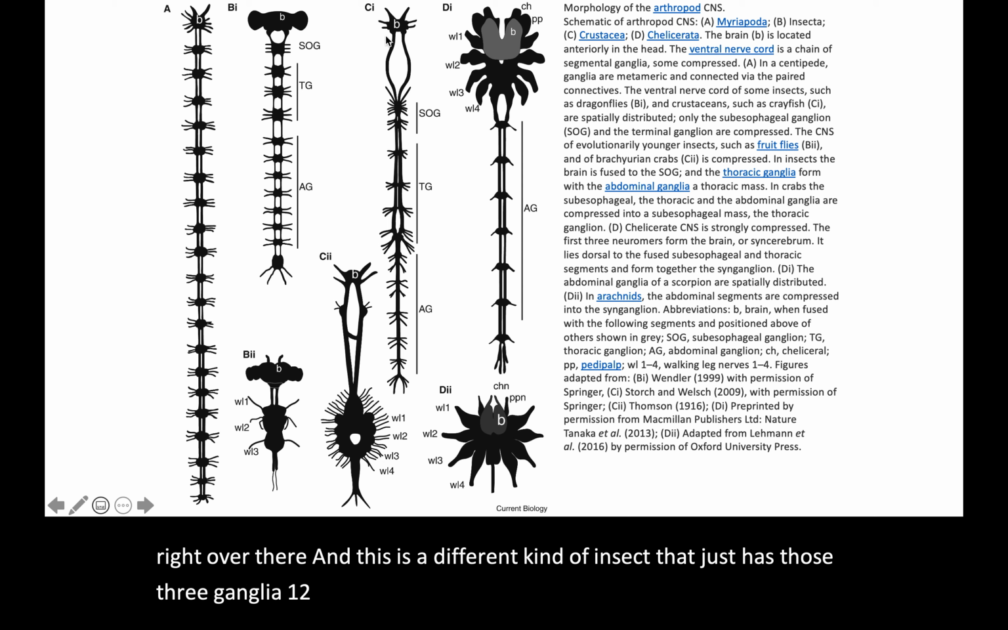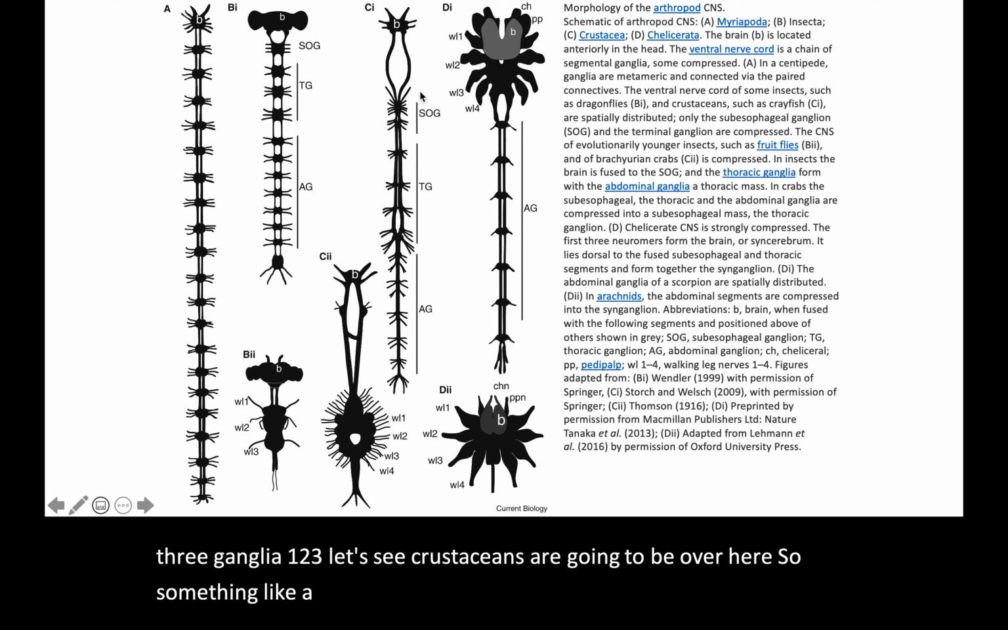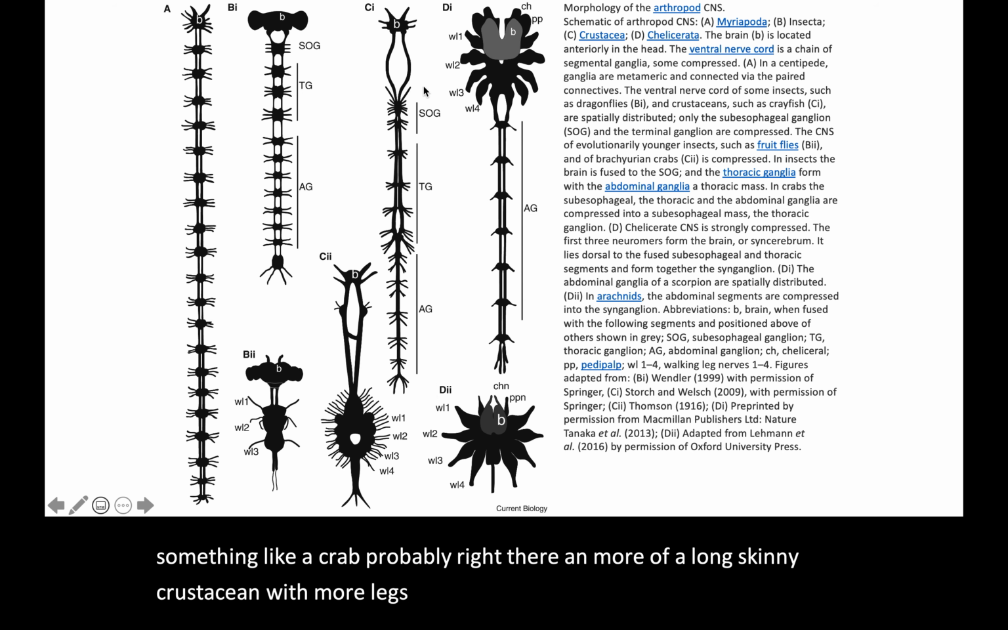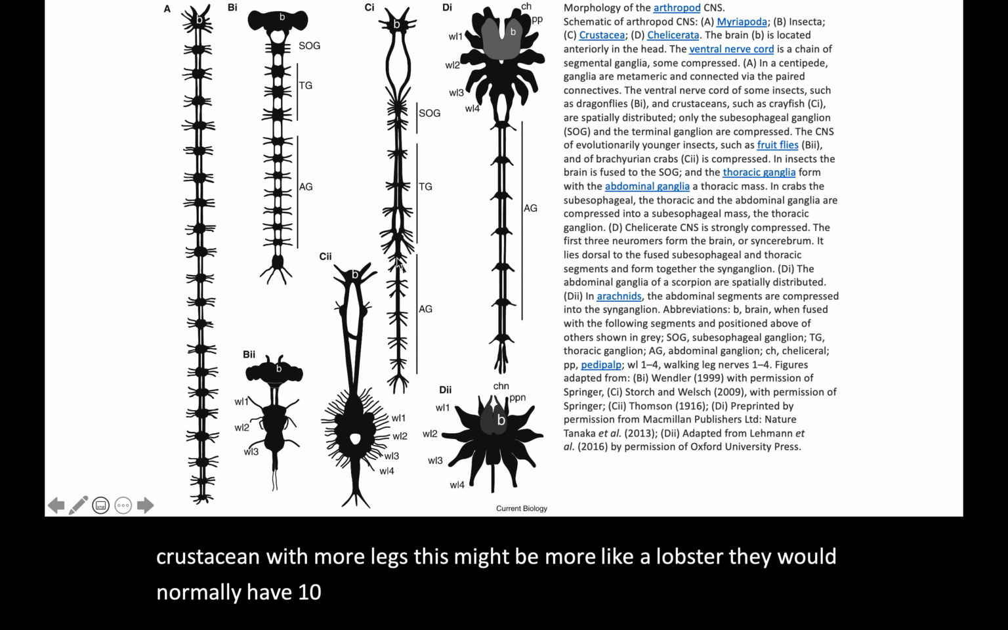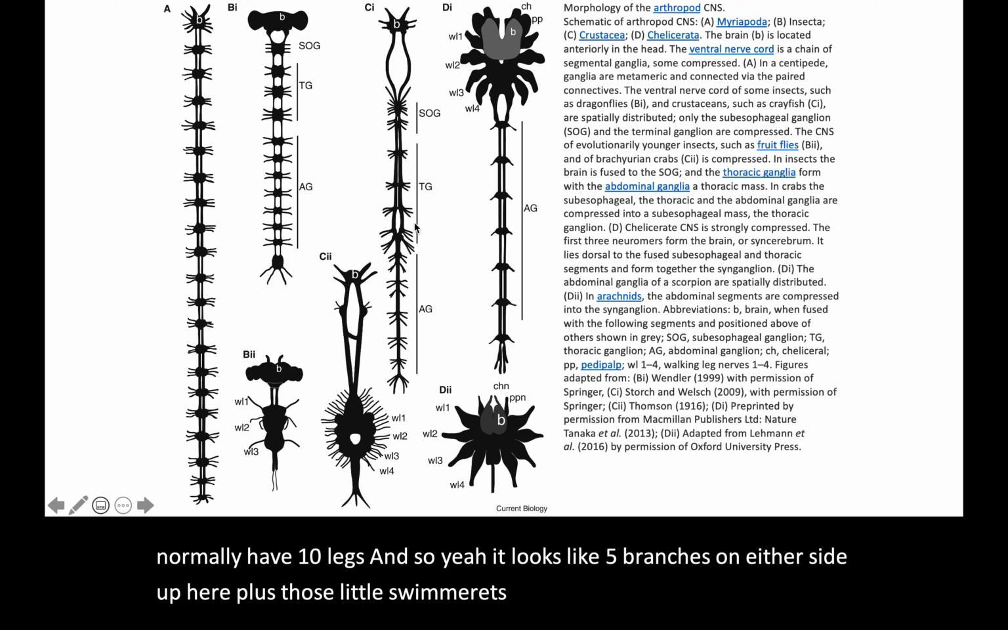Let's see, crustaceans are going to be over here, so something like a crab probably right there. And more of a long, skinny crustacean with more legs. This might be more like a lobster. They would normally have 10 legs. And so, yep, looks like 5 branches on either side up here, plus those little swimmerettes, like the little tiny legs that you get down toward the back.